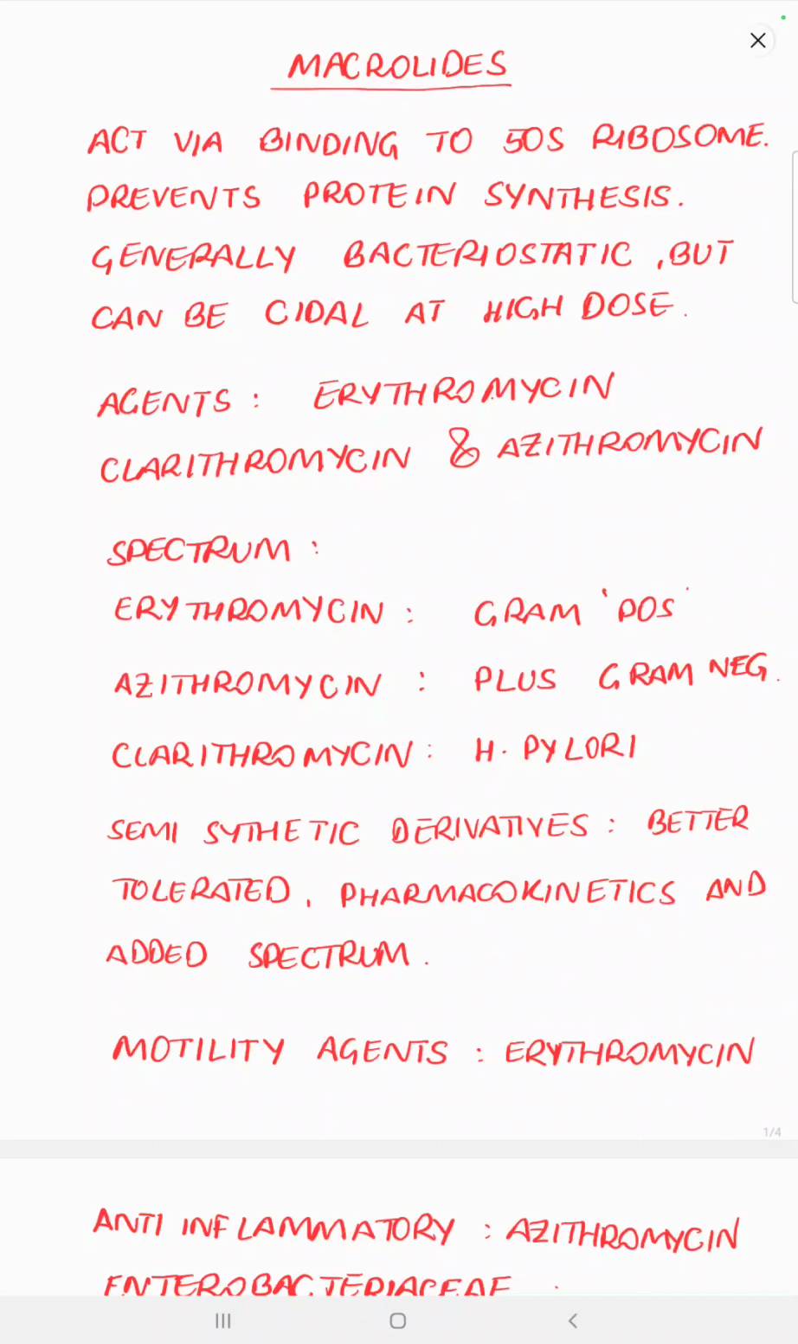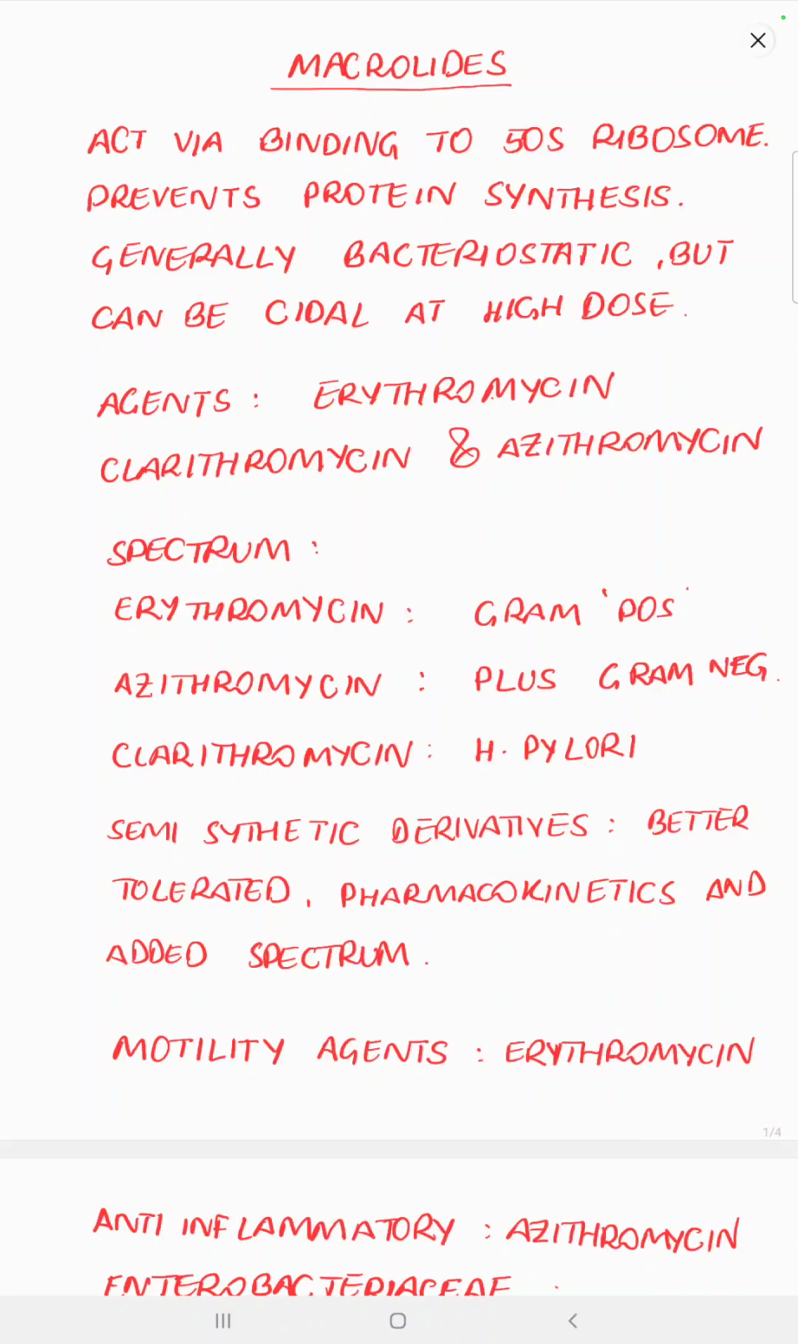If you look at the spectrum, erythromycin is generally reserved for gram-positive bacteria, and in fact it can have better activity against them compared to the others. Azithromycin has additional gram-negative cover, and clarithromycin has activity against H. pylori. The semisynthetic derivatives azithromycin and clarithromycin are better tolerated, they have better pharmacokinetics allowing once or twice daily dosing, and also have additional spectrum of action.